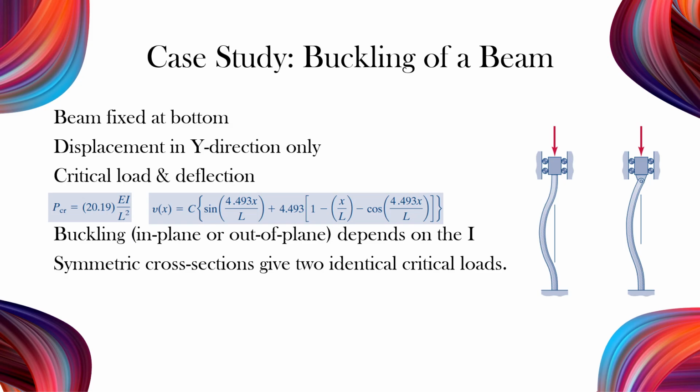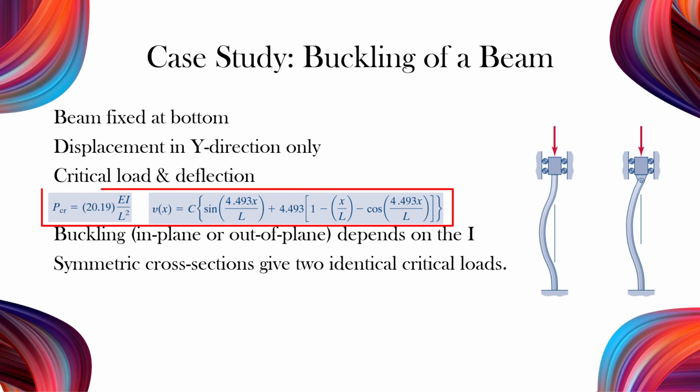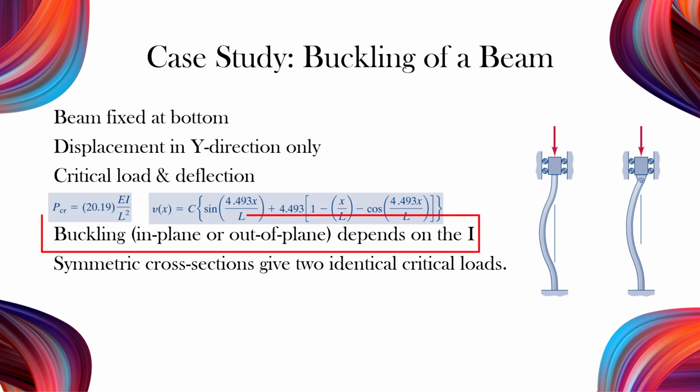Assume a beam that displaces only in the y direction and is fixed at the bottom. The critical load and lateral deflection are calculated using the following formulas. Buckling can occur in plane or out of plane, and it depends on the value of the moment of inertia. If the cross-section is symmetric, the critical load is identical in both directions.